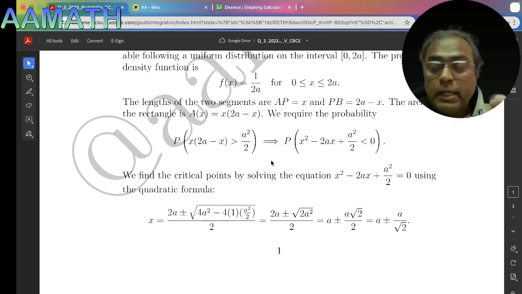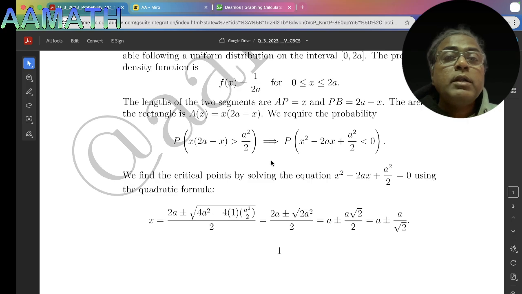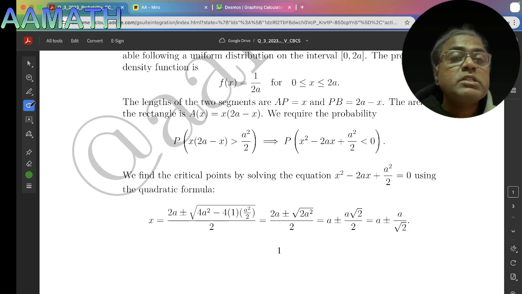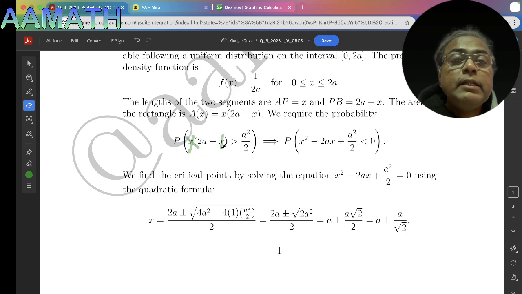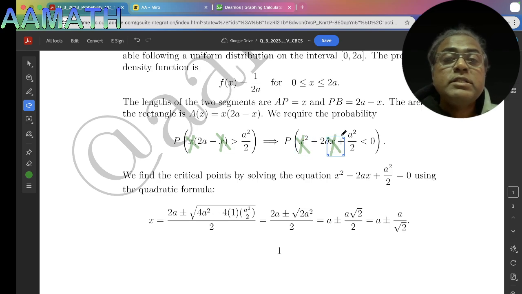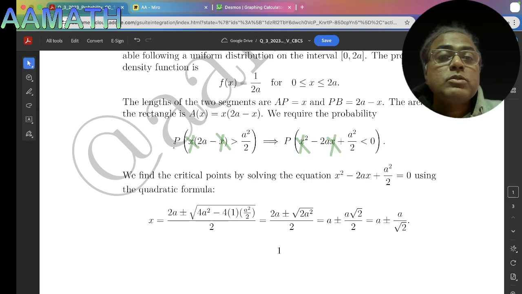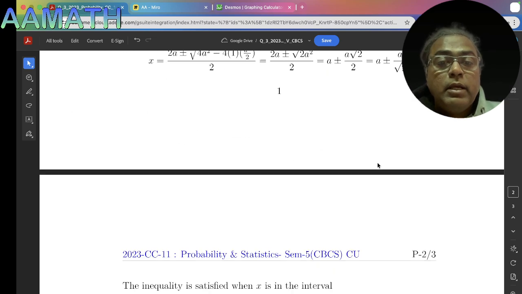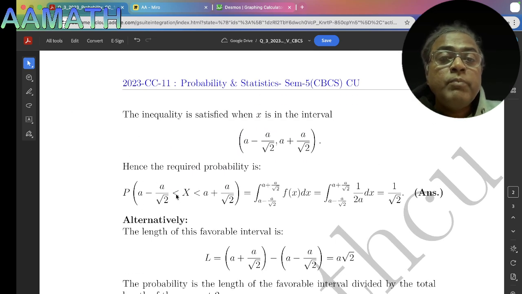Actually this is wrong. Under this probability this must be capital X, the random variable, and not the real variable small x. So the probability of capital X into (2a minus capital X) greater than a square by 2, that is, the probability of capital X square minus 2a capital X plus a square by 2 less than 0.